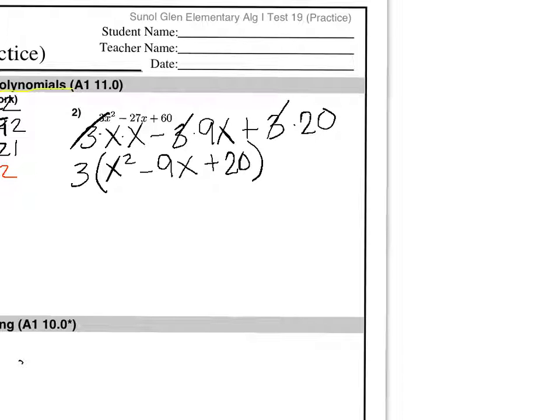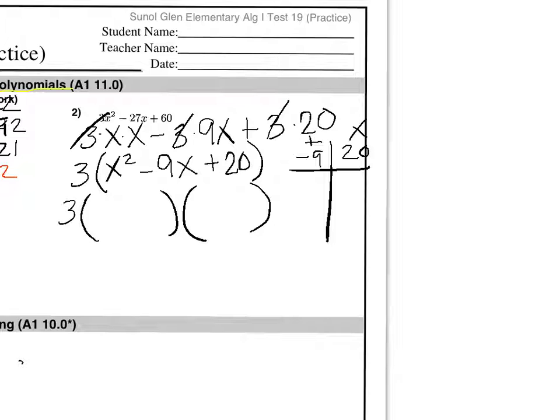Okay, now I can take this to binomials, but I'm going to make my new chart, which says that I'm multiplying to make a 20 and I'm adding to make a negative 9. Okay, so I'm going to leave my 3 out in the front. I'm going to make my two binomials. My first term is that x squared, so I know my x's go here. I'm going to think about the signs now.